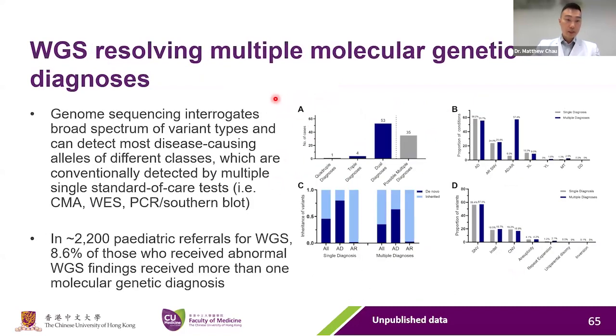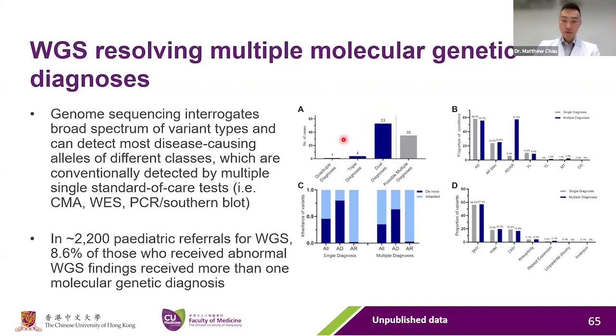And the next talk is about resolving multiple molecular genetic diagnoses by whole genome sequencing. So as you know, genome sequencing is very powerful, and it can detect a broad spectrum of variant types. It detects most disease-causing alleles that are handled by different standard of care tests, and so it has the advantage of being unbiased in the variant interrogation. So in about 2,200 pediatric referrals for whole genome sequencing, about 8.6% of those who received abnormal findings actually had more than one molecular diagnosis.